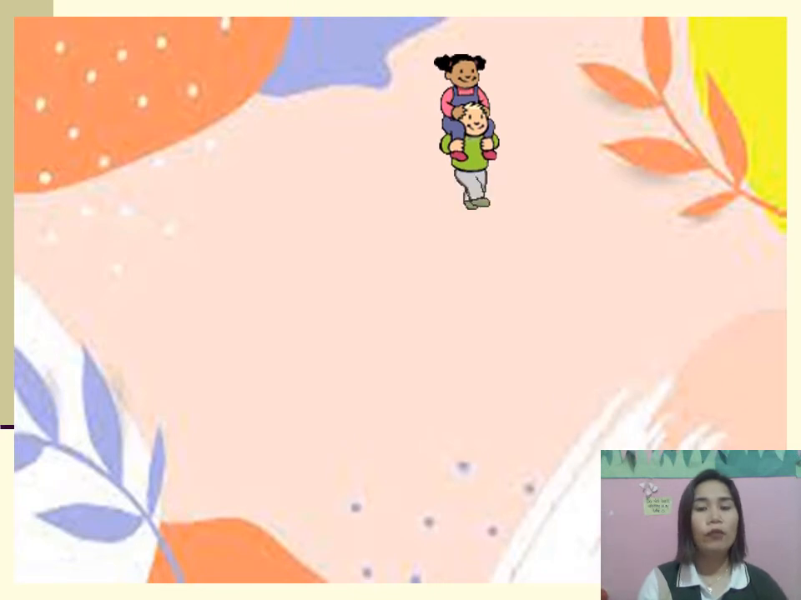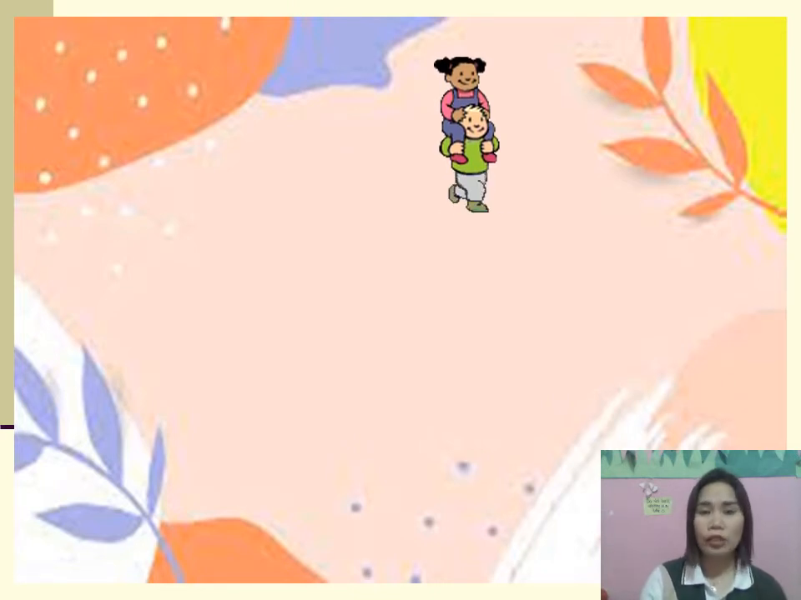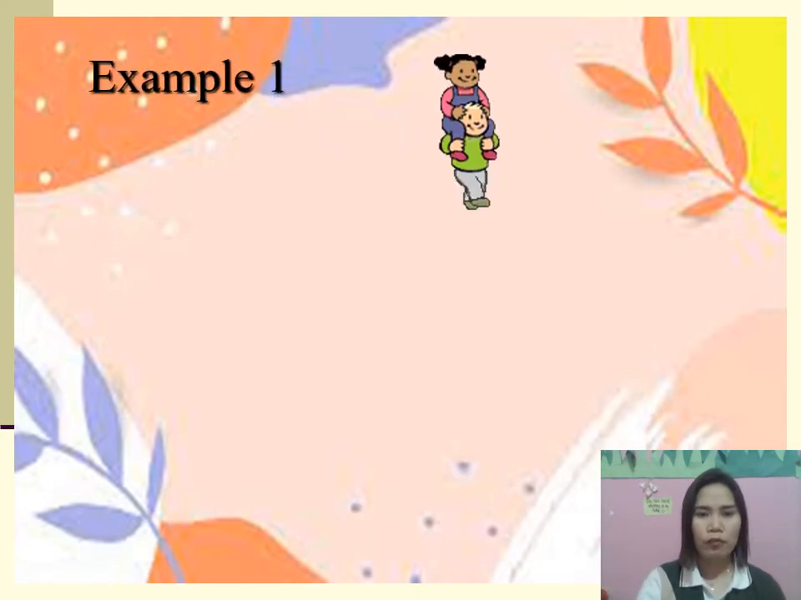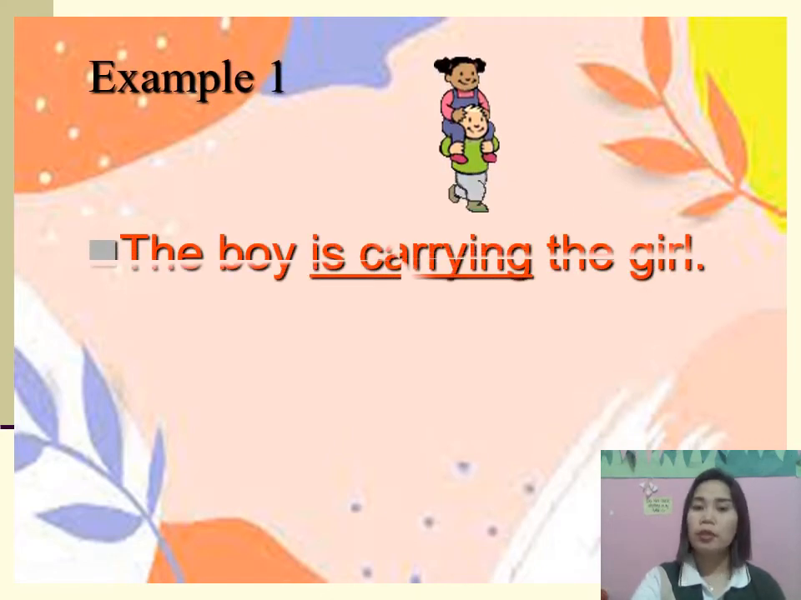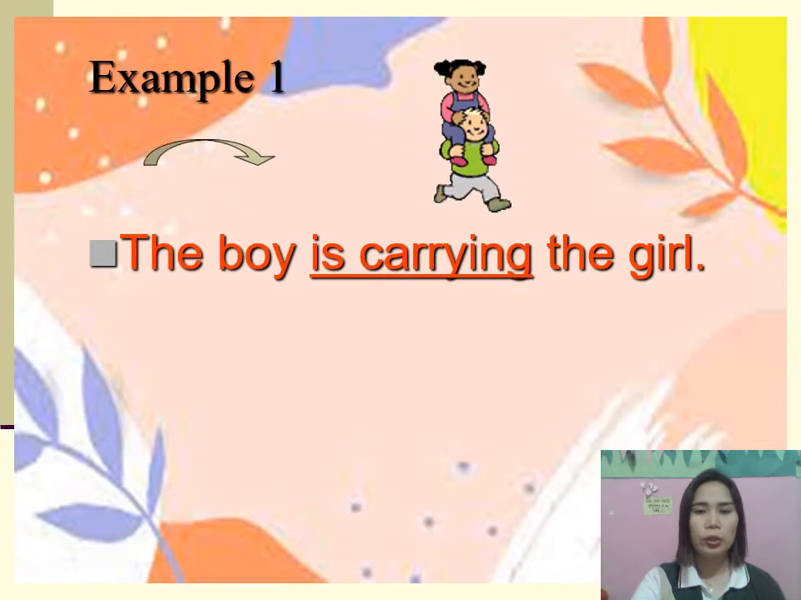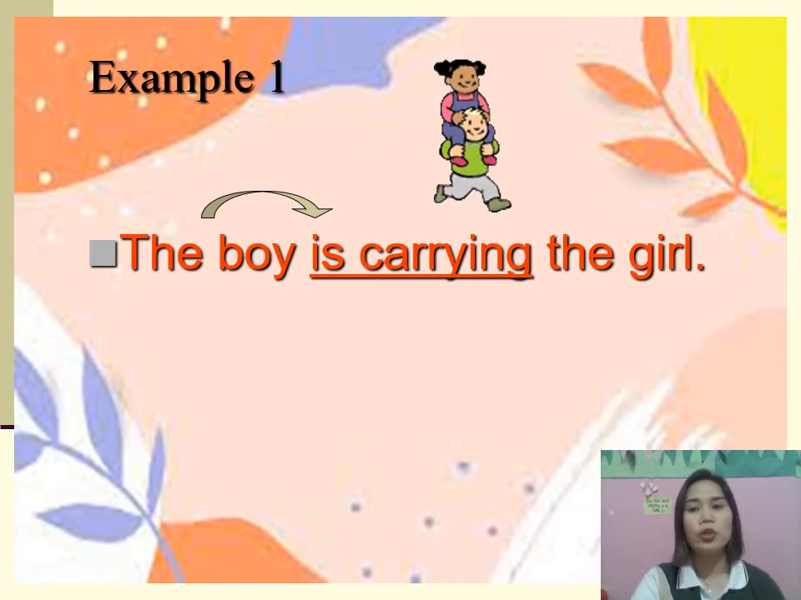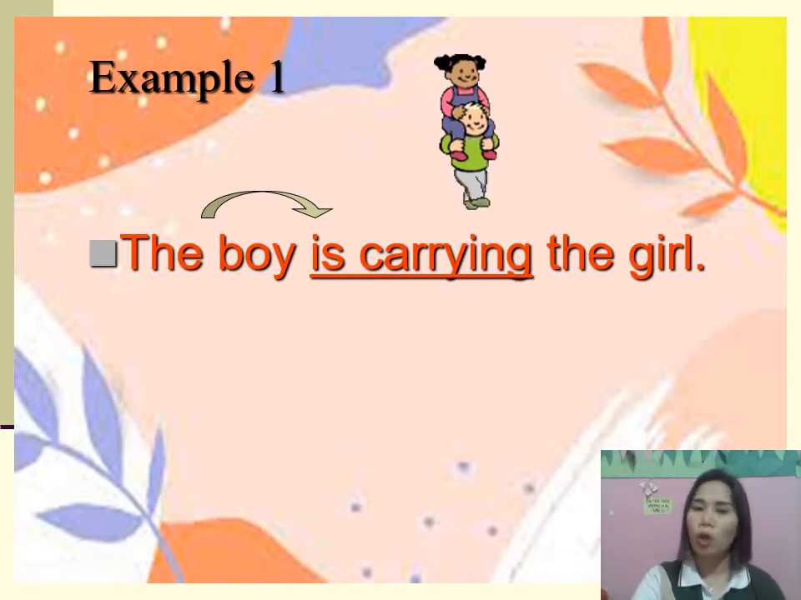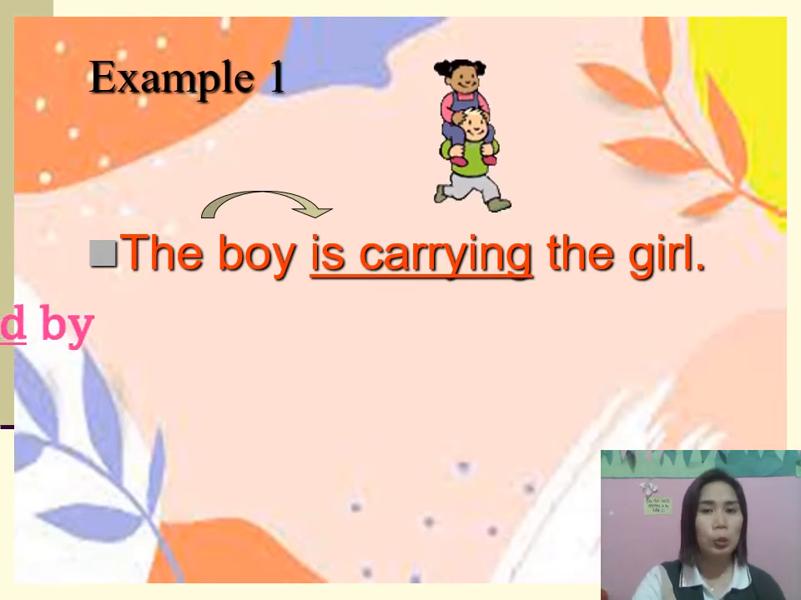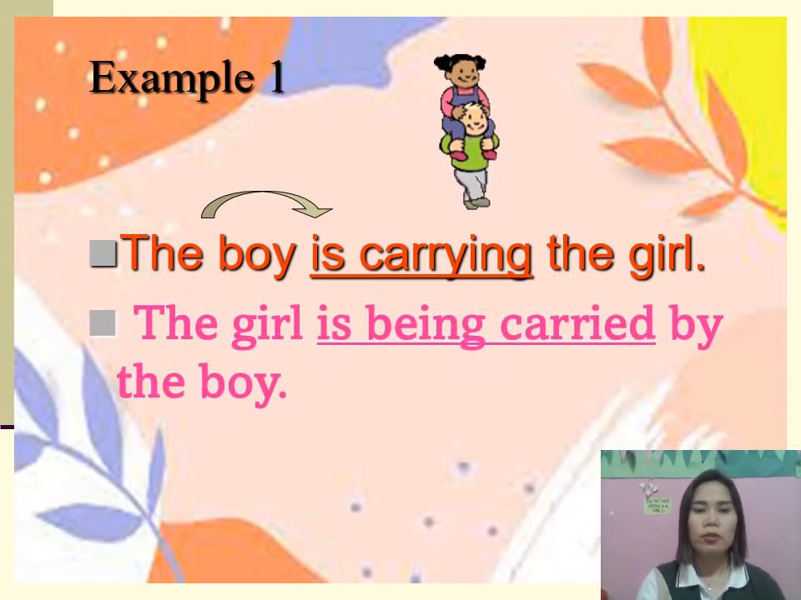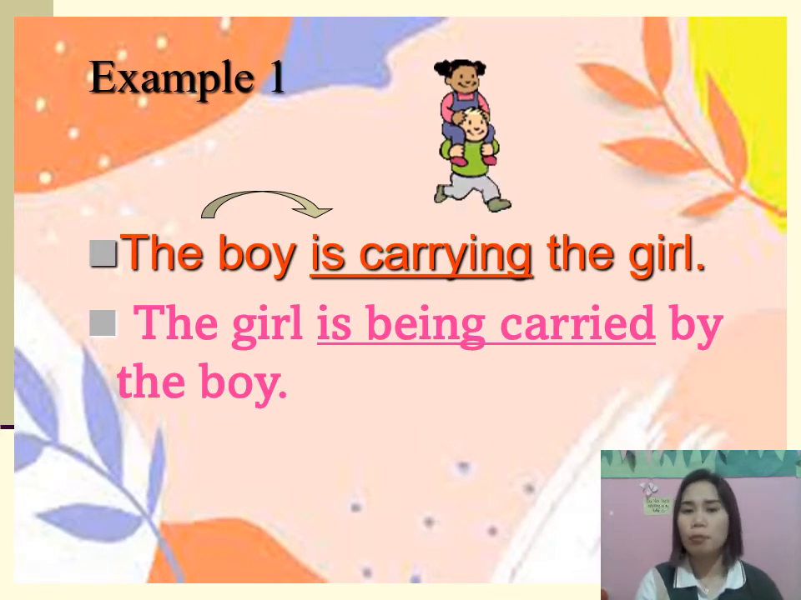Now let's convert active to passive form. Okay, so we have here example number 1: the boy is carrying the girl. So the boy is the subject, is carrying is our verb, and the girl is our object. Now let's change it into passive form. So here, the girl is being carried by the boy.